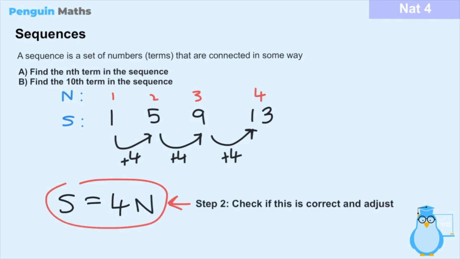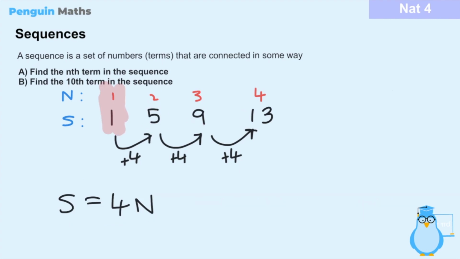And then the second and final step, all we have to do is check this is correct and adjust. So if it's correct, then this is the final equation, but if it's not, then we have to adjust this by either adding on or taking away something after the 4n. And again, how we check it is correct is we can sub in any value of n and see if it gives the correct corresponding s.